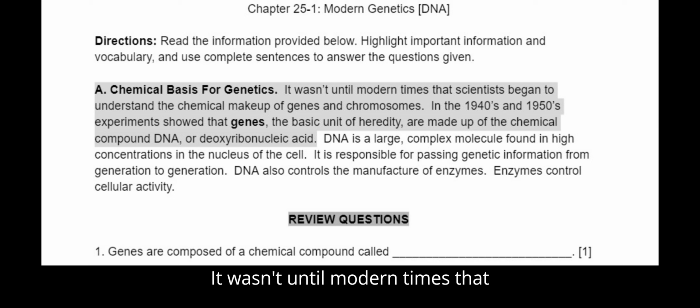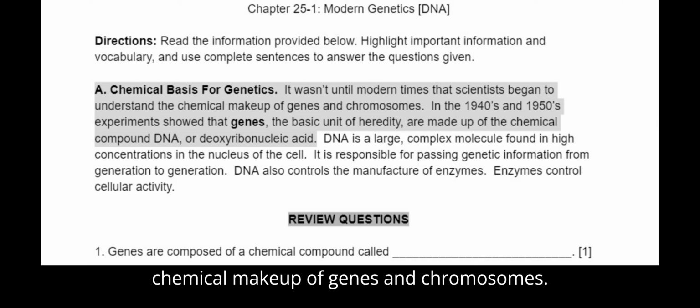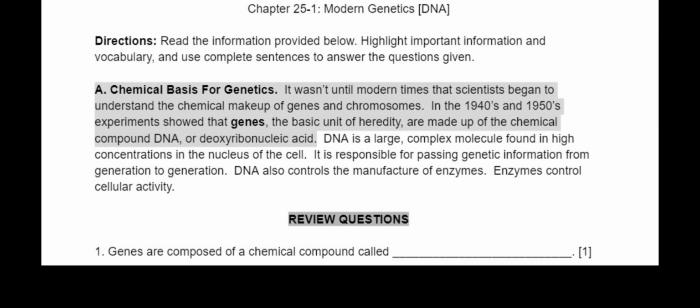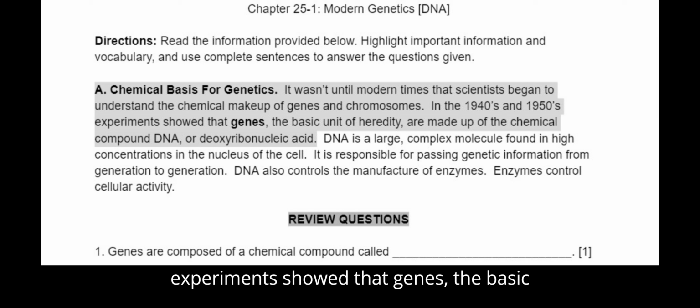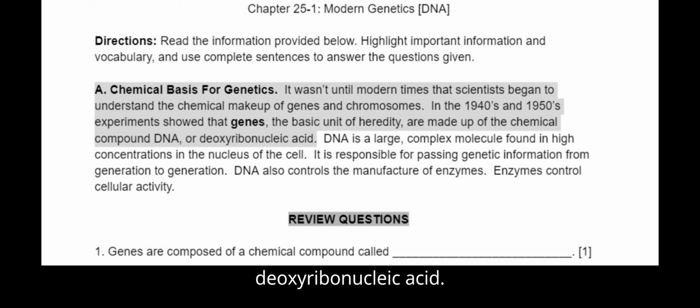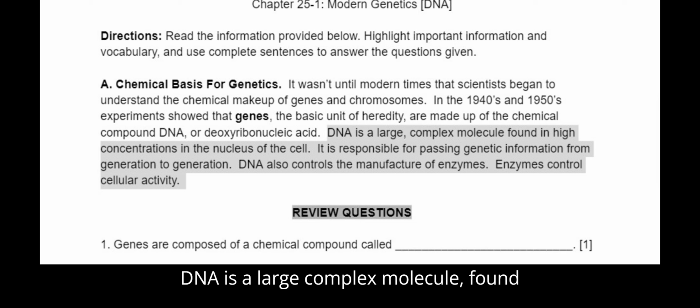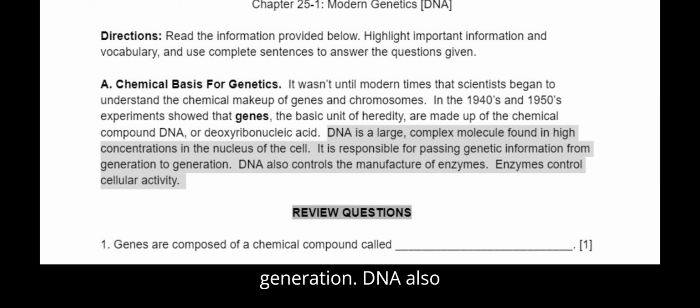It wasn't until modern times that scientists began to understand the chemical makeup of genes and chromosomes. In the 1940s and 1950s, experiments showed that genes, the basic unit of heredity, are made up of the chemical compound DNA, or deoxyribonucleic acid. DNA is a large complex molecule found in high concentrations in the nucleus of the cell. It is responsible for passing genetic information from generation to generation. DNA also controls the manufacture of enzymes. Enzymes control cellular activity.